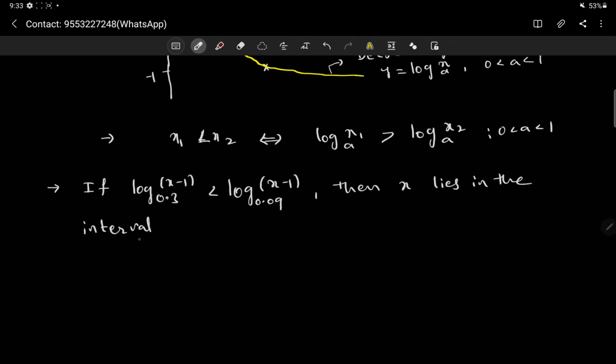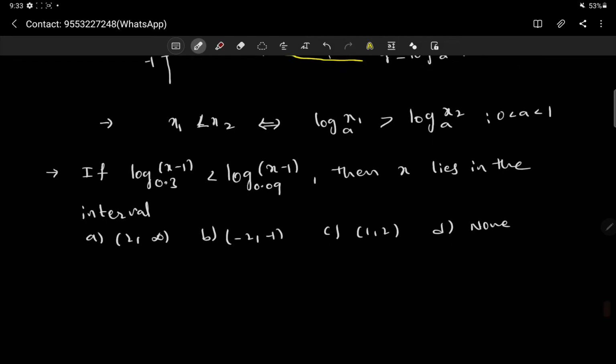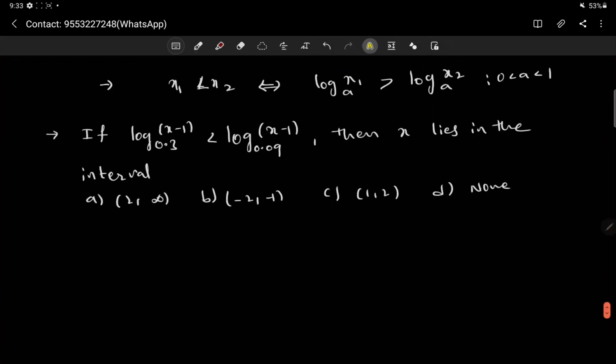So you see, the first option is 2 to infinity, the second option is -2 to -1, the third option is 1 comma 2, and the fourth option is none of these. See here, we are going to discuss the solution for it.